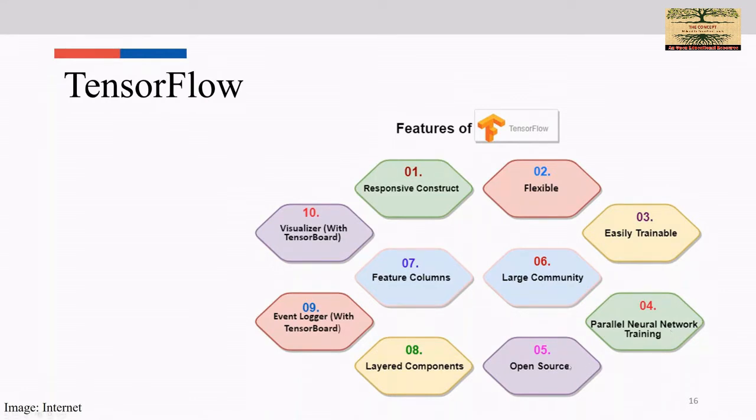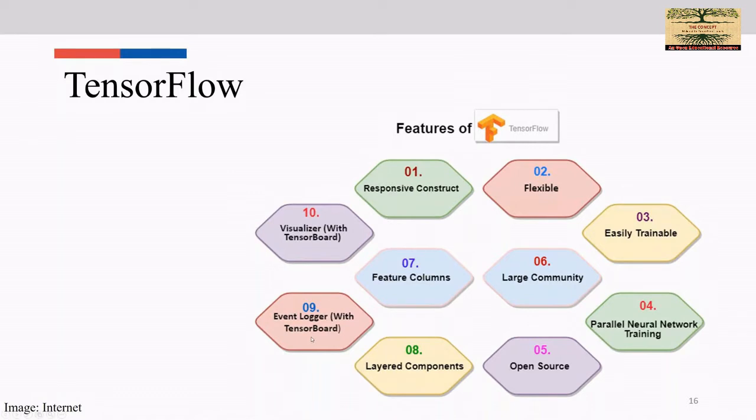Open source. Obviously, it's free and open source. Large community: so many people are using TensorFlow. So if you have any problem, just ask the community, they'll reply to you. Feature columns: it's processed as a matrix. Layered components: you know that those people who are working with deep neural networks know they are layered. So here also you can define your layered components. That's why designing a new machine learning algorithm is much easier.